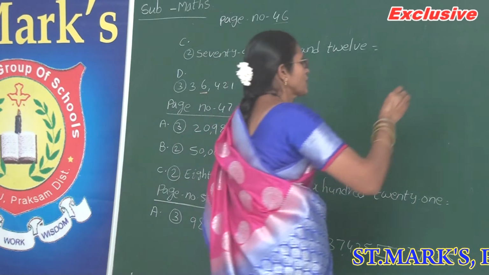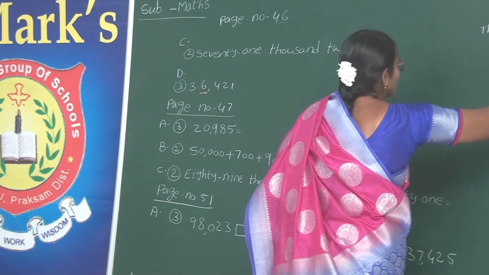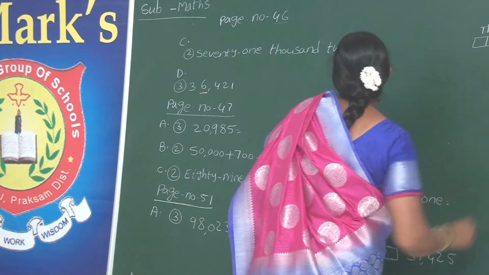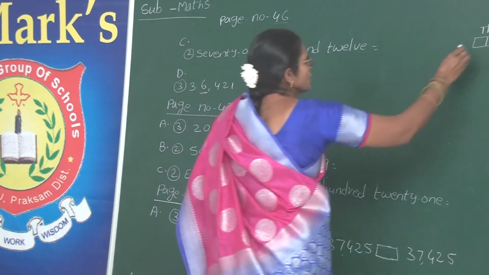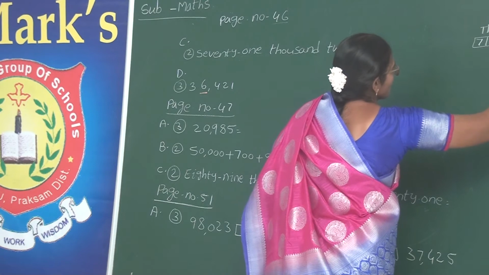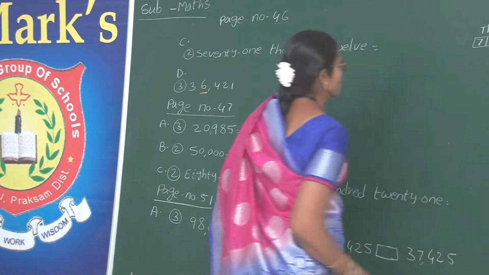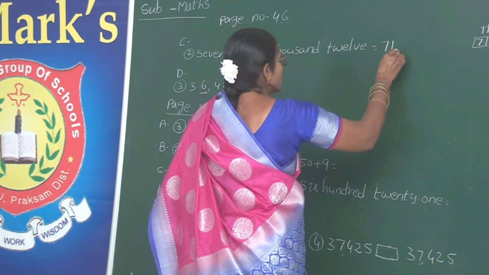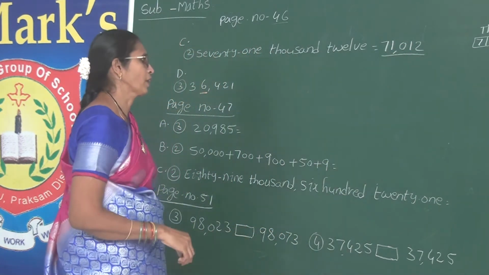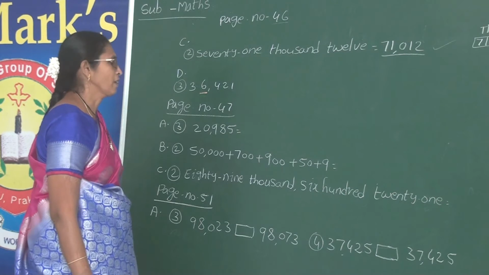71,012. So what I said? Thousands period and ones period. Okay now. So thousands and ones. So how many thousands are there? 71. 71,000 and 12. 12 means this is ones, tens, hundreds. So 12 means there is no hundreds place, that's why that is 0. So the answer is 71,012. This is the answer. Now you did it correct? Okay. Keep tick mark for this.